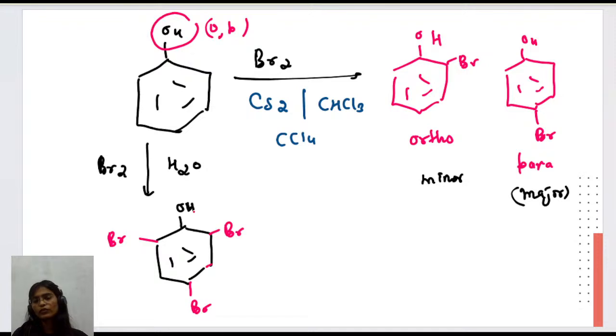This is all for the bromination. There are many reactions that can happen, like chlorination, but what is important are these two reactions: one is bromination, one is nitration. This is all for the electrophilic reactions there. Now let me check some questions.